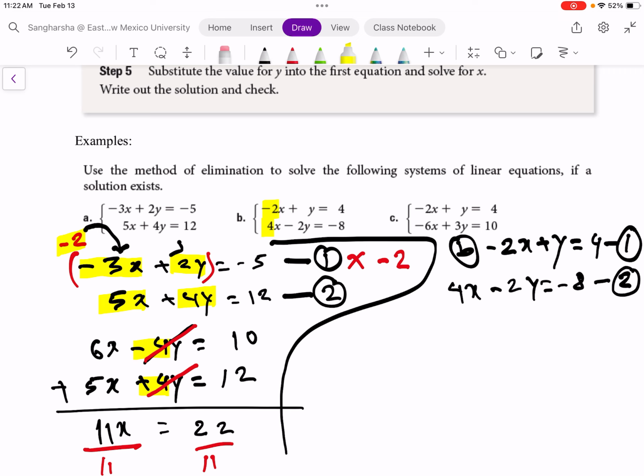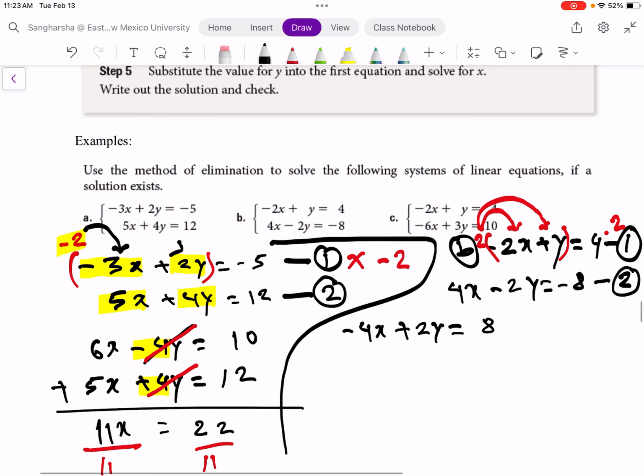Okay, so if we multiply equation 1 by 2, let's see what happens. Make sure you multiply every term, not only on the left side. You have to multiply every term by 2. So 2 times -2x, that is -4x. 2 times positive y, that is positive 2y, equals, on the right side, 4 times 2, that is 8.